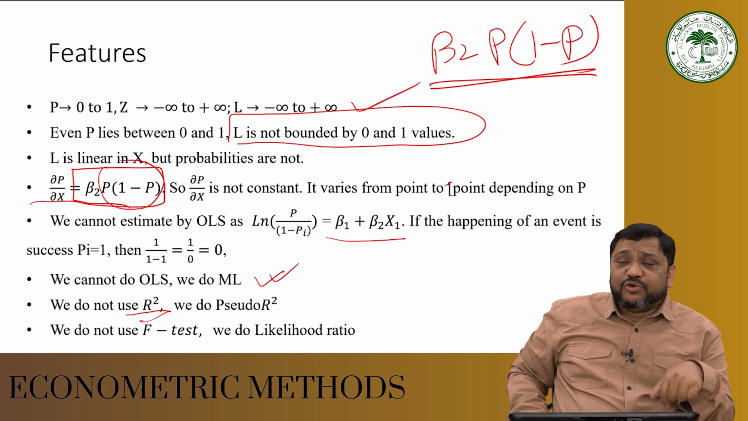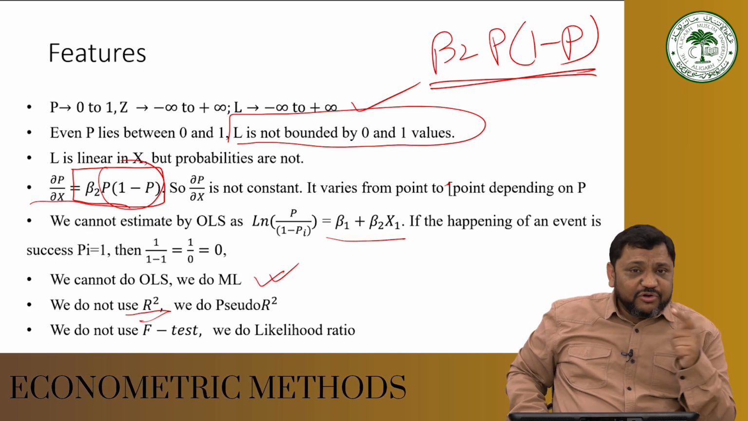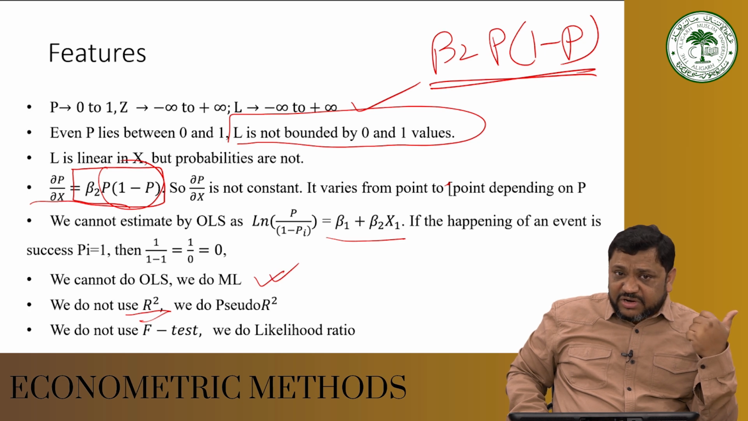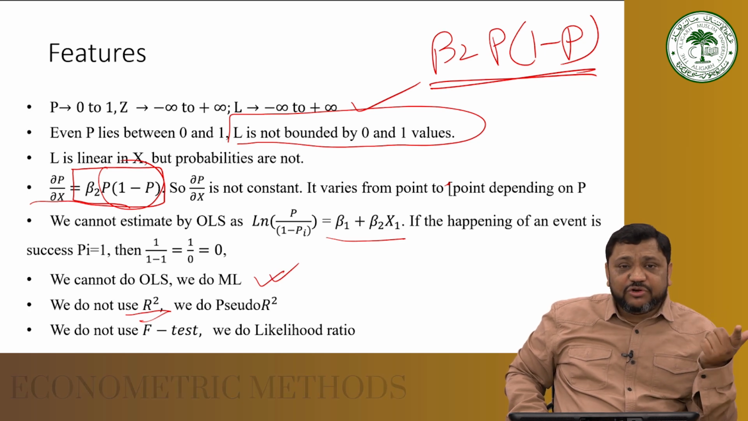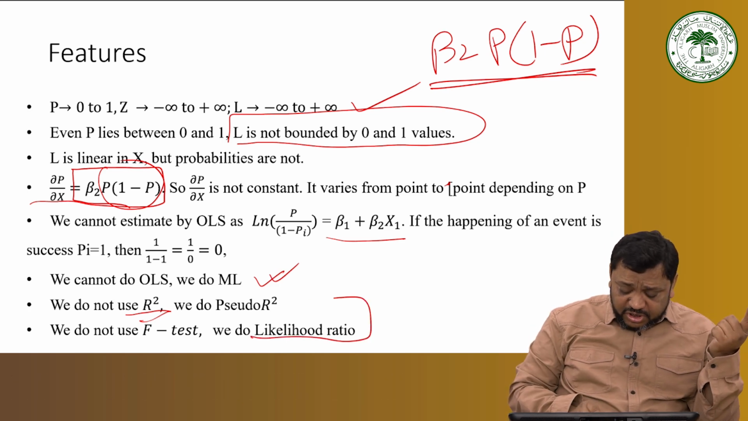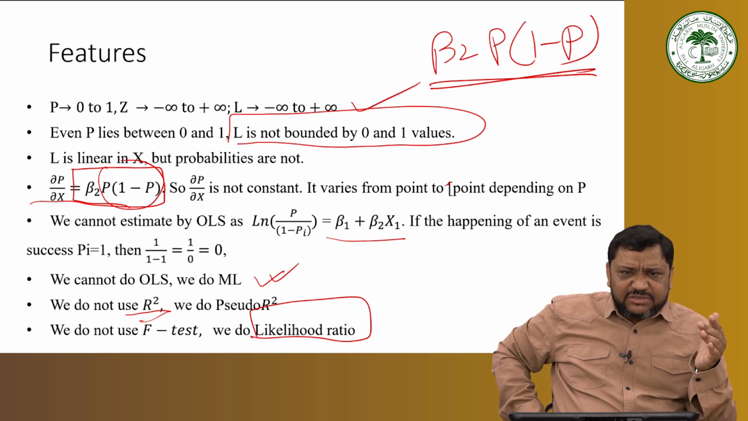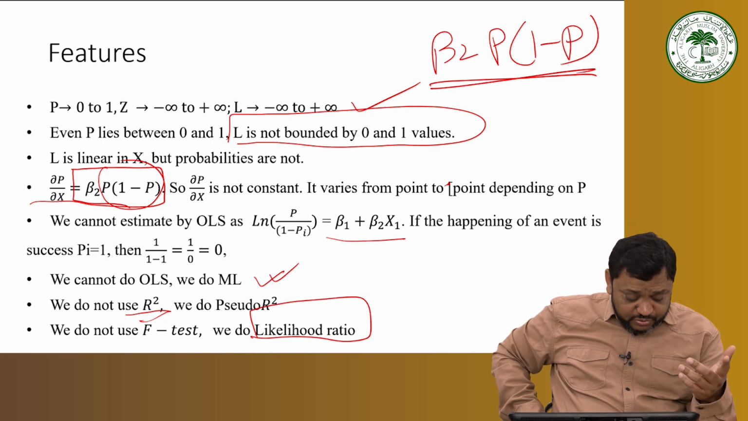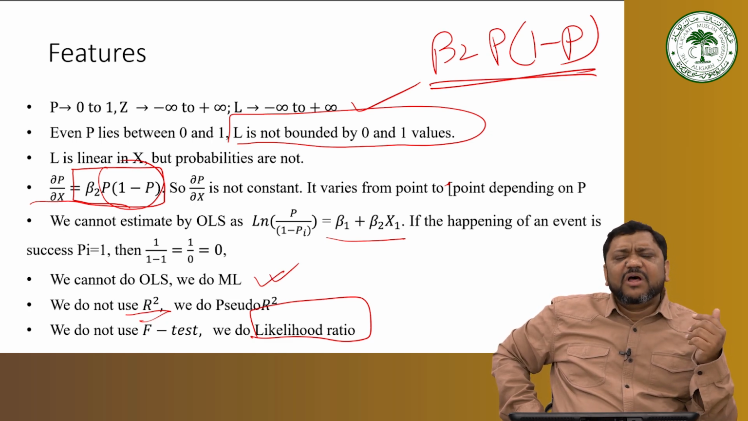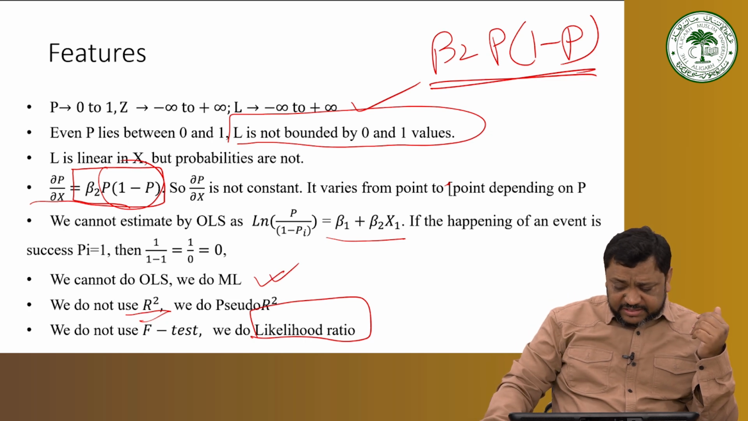Now, to check whether your model is fit or not, we do not use the old traditional F test which we used in OLS. Rather, we use things like the likelihood ratio. So here the things are a bit different. That is your model estimation. In order to check the validity and fit of the model, you have to look at the pseudo R square, the likelihood ratios and things like that.